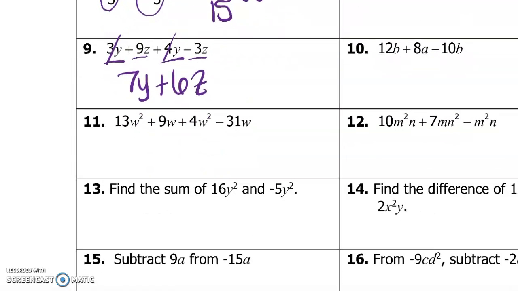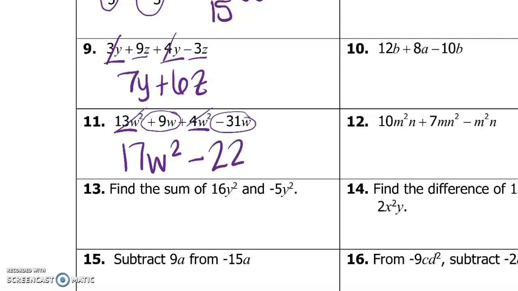Number 11, a lot of people want to just put all of them together because they're all W's, but they don't all match. We have W squared and W squared. Those are the only two you can put together first. So 13 plus 4 gives us 17W squared. Then we can put the plain W's. Positive 9 minus 31. Make sure you type it in correctly. 9 minus 31 gives us negative 22. So again, if you say the word negative, put a minus sign. If you have a plus sign and then a negative, it is going to be counted wrong. A plus, a negative just needs to be a minus sign.